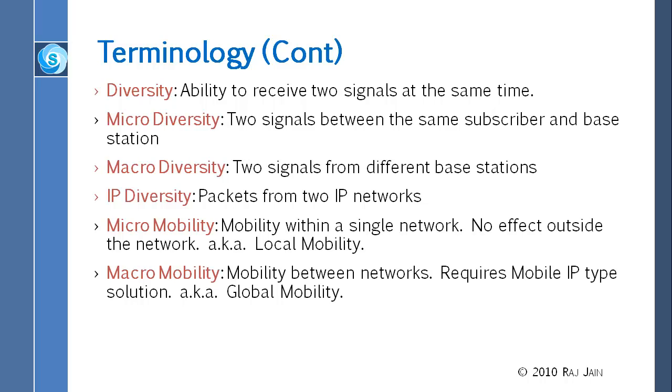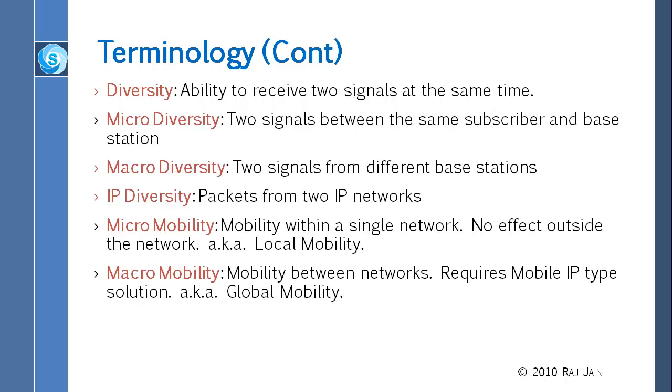So it is quite possible that you are connected to two base stations, both of them connected to one router. If they are both connected to one router, that means both of them are in the same subnet, so you don't have to change your IP address. So it depends upon where the connection merging takes place, whether it is at the base station or at the router. If it is at the router, that would be macrodiversity. But if it is between different routers, then there is IP diversity.